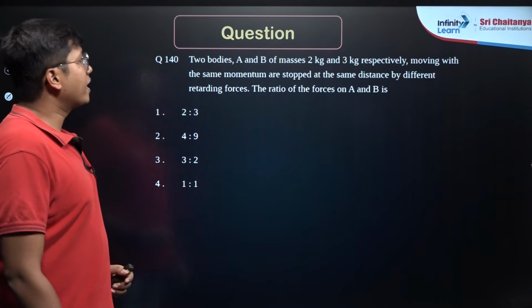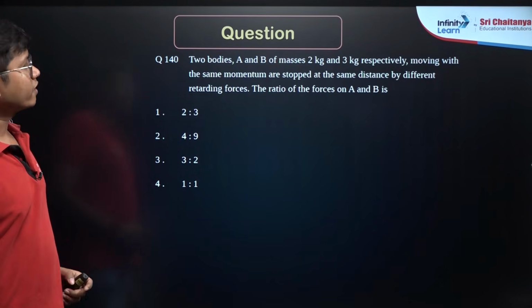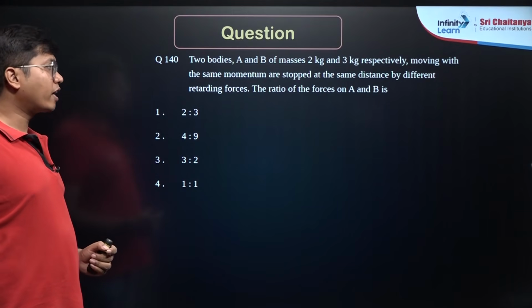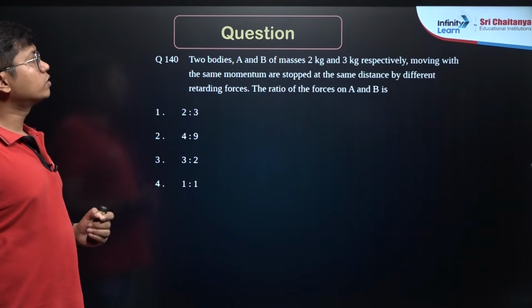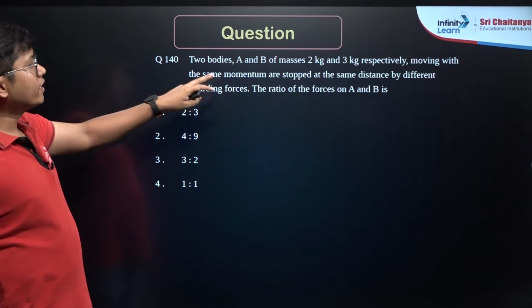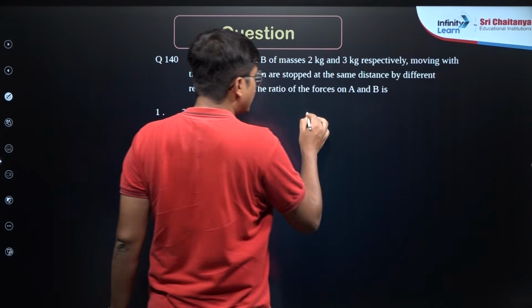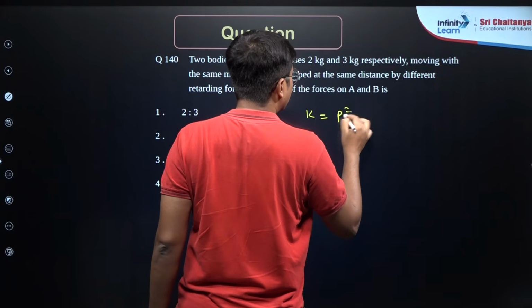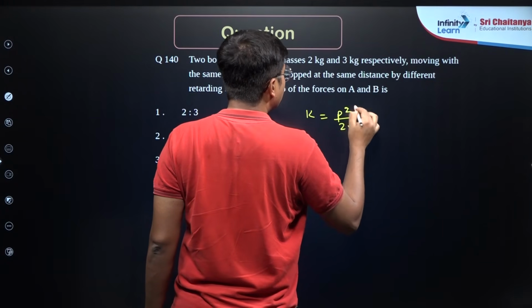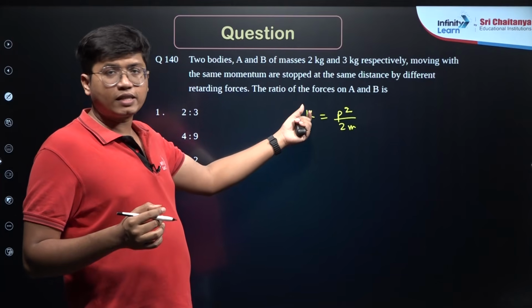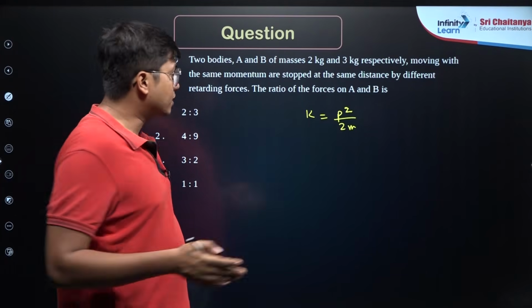This says two bodies A and B, masses 2 kg and 3 kg respectively, move with the same momentum and are stopped at the same distance by different retarding forces. The ratio of the forces on A and B is how much? So over here, if they have the same momentum, then the kinetic energy is p square by 2m. If they have the same p, then their kinetic energy is inversely proportional to their mass.